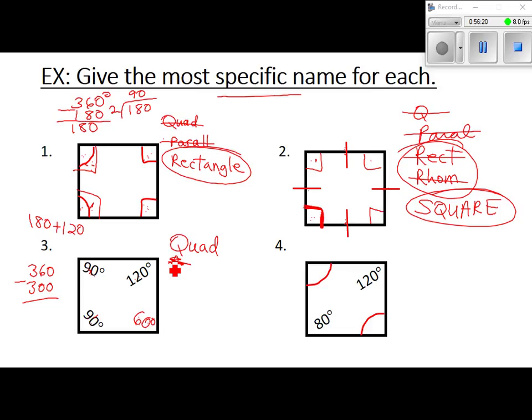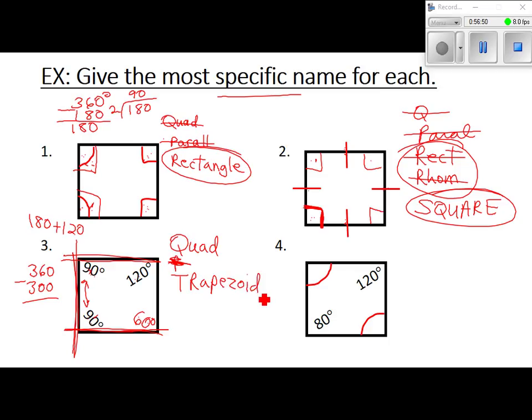To be a trapezoid, 2 of the sides have to be parallel. We look at this. We have that side and that side. For those to be parallel, these 2 angles would have to add up to 180. Well, they do. So we know it's a trapezoid.